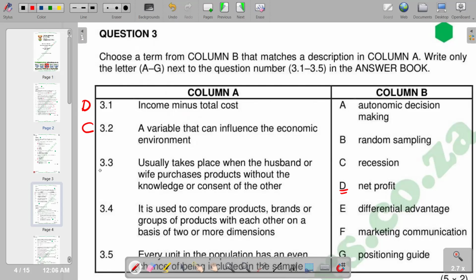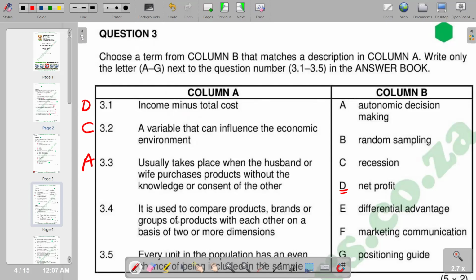Then you go to 3.3. Usually takes place when the husband or wife purchases products without the knowledge or consent of the other. So we saw that this is autonomic decision making, which is A. So autonomic decision making basically is a choice of action based on personal values, which makes it the correct response.